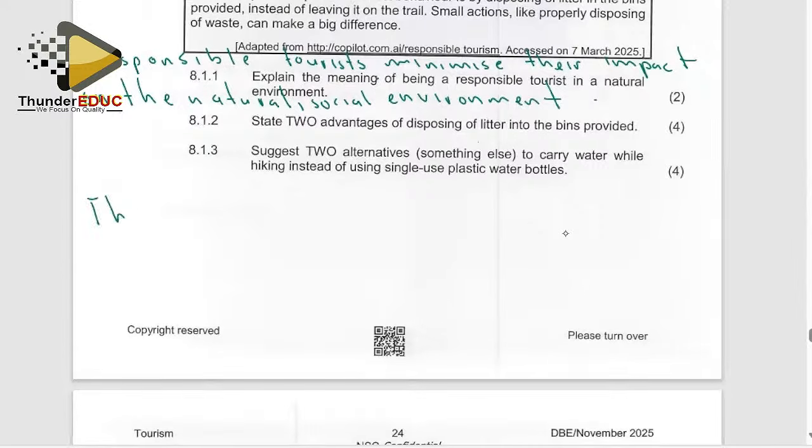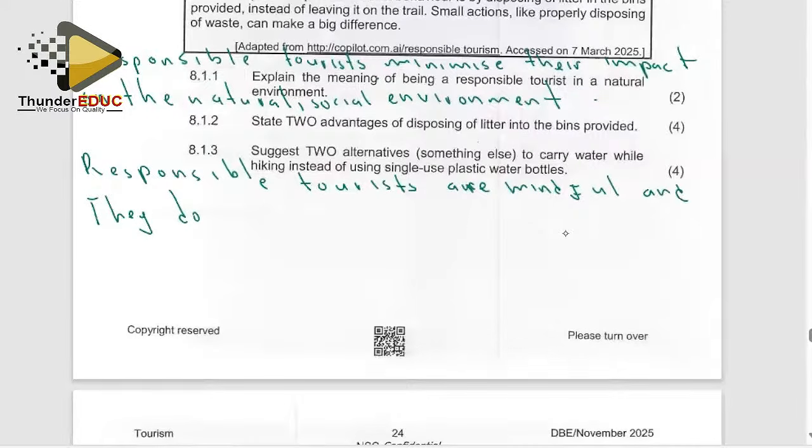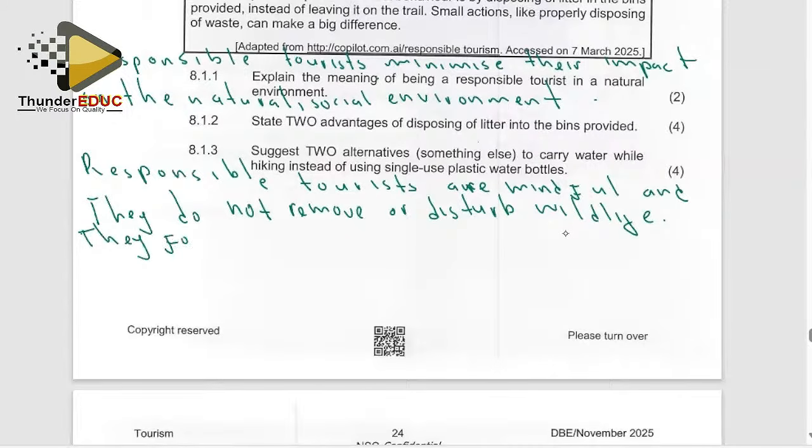Why? Responsible tourists are mindful about their behavior and they do not remove or disturb wildlife. They follow rules and regulations. So that is the first thing.